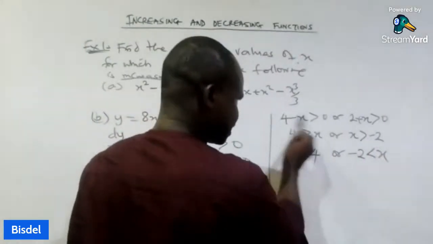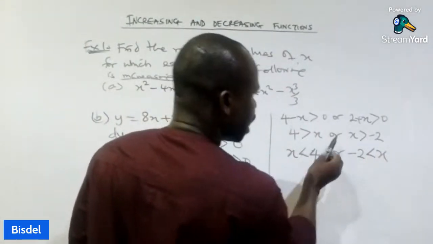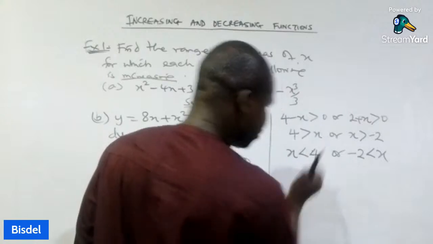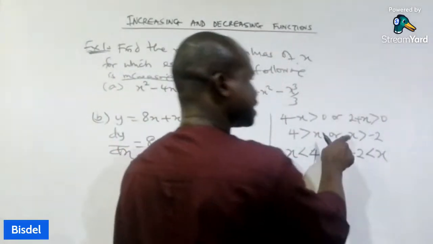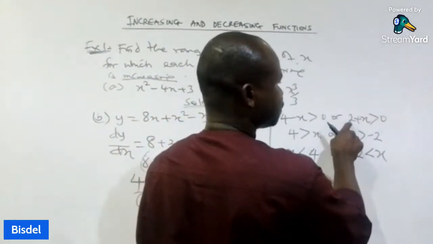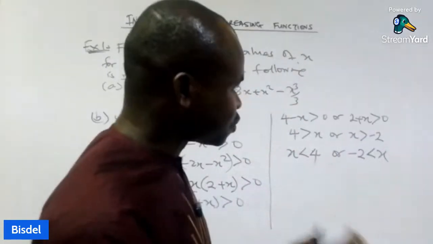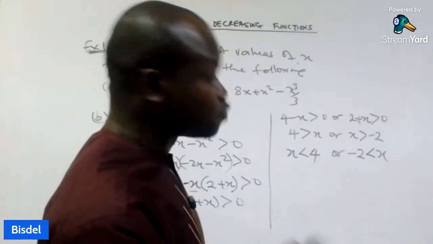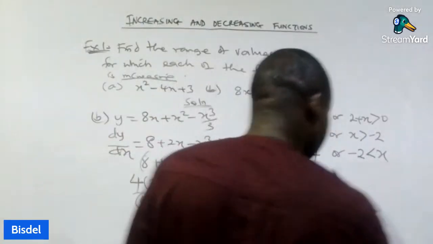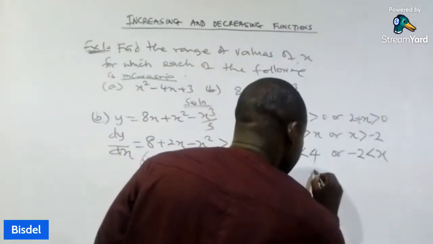If 4 is greater than x, then automatically x will be less than 4. And in this case, when I transfer this positive to the other side, I have x greater than minus 2. So if x is greater than minus 2, invariably minus 2 will be less than x. Then I can start to combine these two together.